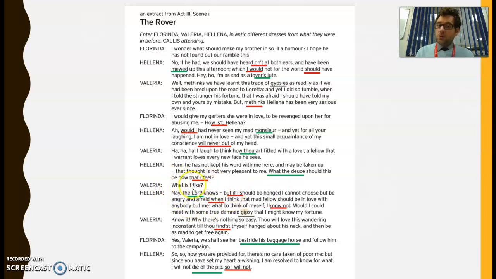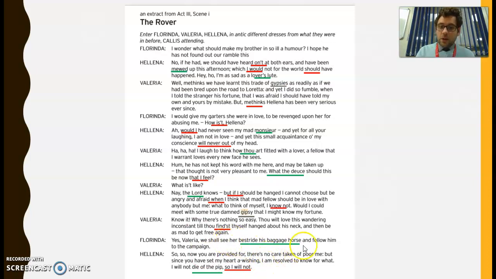"Nay, the Lord knows." Okay, so this invocation of God and religion, I think it just shows a more widespread religious practice at this time. We might still say "God knows" as a bit of an aside, but "the Lord knows," that slightly more respectful version of it, is a more common expression in the past.